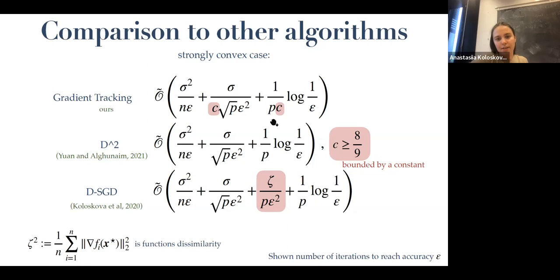And there is another algorithm, which is called D-square or exact diffusion. It has this convergence rate, which does not depend on heterogeneity, does not depend on C, but it can be proved only when C is constant. So under this assumption, this C is also constant and does not appear in the rate.